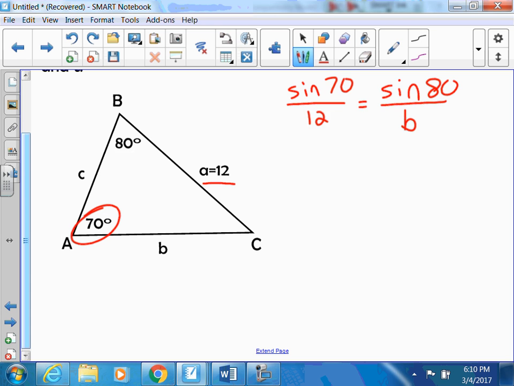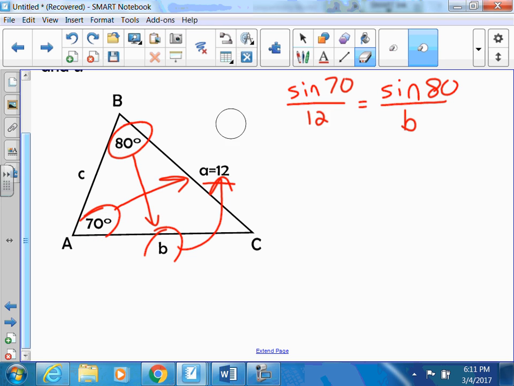Now, let's make an estimate. 12 is across from 70. B is across from 80. So should that be more than 12 or less than 12? Since 80 is bigger than 70, then B is going to be bigger than 12. So just keep that in mind. All right. So B should be bigger than 12.